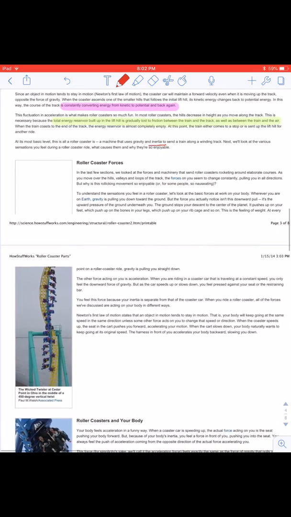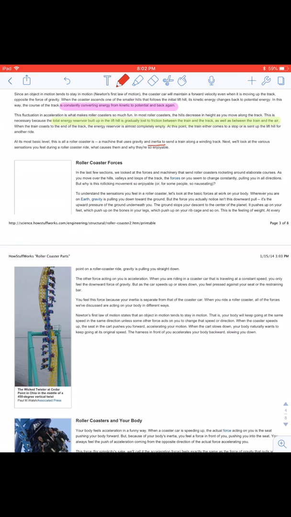Roller coaster forces. In the last few sections, we looked at the forces and machinery that send roller coasters rocketing around elaborate courses. As you move over the hills, valleys, and loops of the track, the forces on you seem to change constantly, pulling you in all directions. But why is this rollicking movement so enjoyable, or for some people, so nauseating?